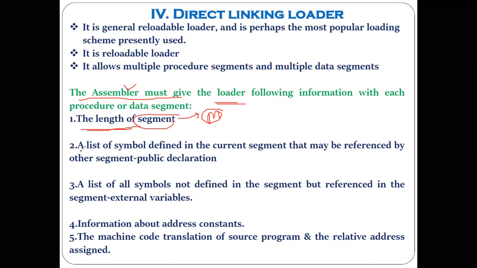Okay. Also, the assembler needs to provide the loader a second kind of information: a list of symbols defined in the current segment that may be referenced by other segments. Means if some variable is defined in one particular function or procedure, that may be utilized by another function or procedure. The variable declared in that function or procedure is generally referred to as a publicly declared variable.